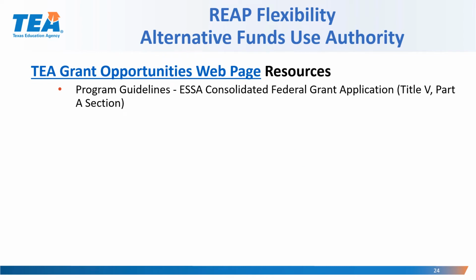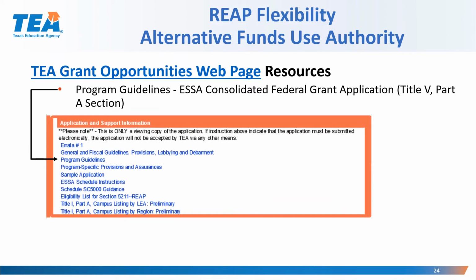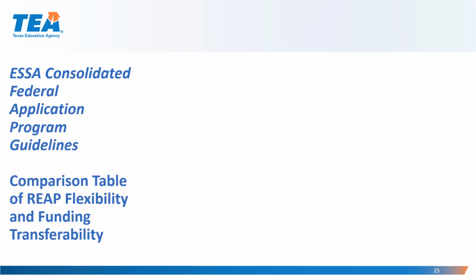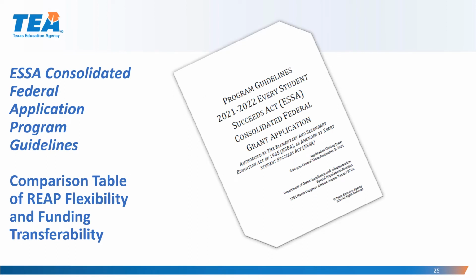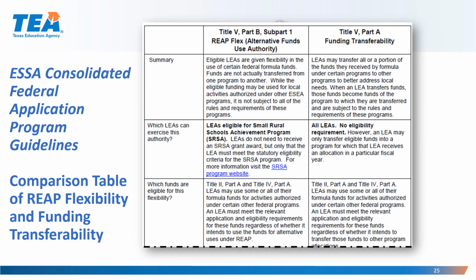Another useful resource that can be found on the TA Grant Opportunities webpage is the program guidelines for the ESSA Consolidated Federal Grant Application. The ESSA Consolidated Federal Application Program Guidelines provide all the necessary support and information needed to understand all the federal programs, including Title V. Additionally, Title V Part A includes a comparison table of the Reflexibility and the funding transferability. This table provides a summary of what the Title V Part A Subpart 1 Reflex is and what the Title V Part A funding transferability is.